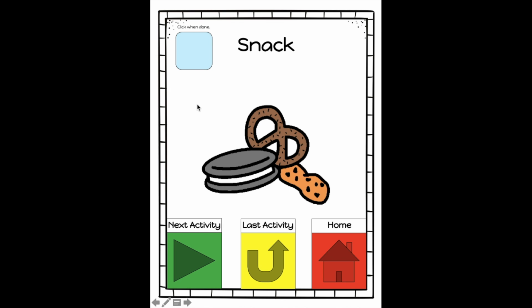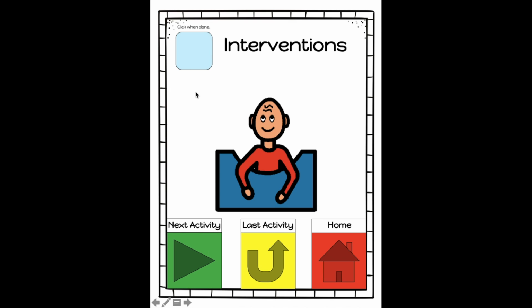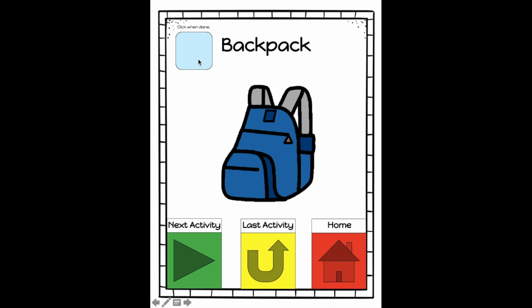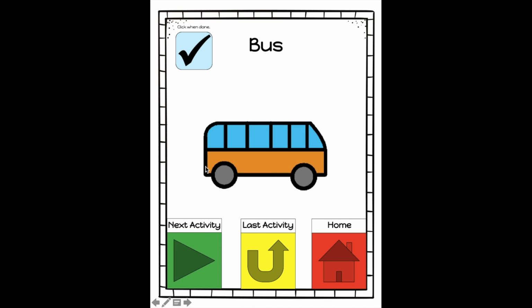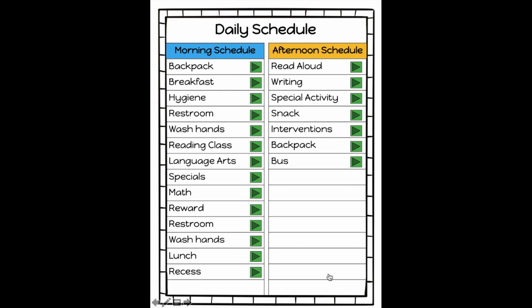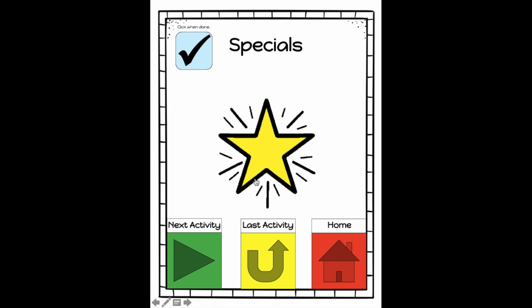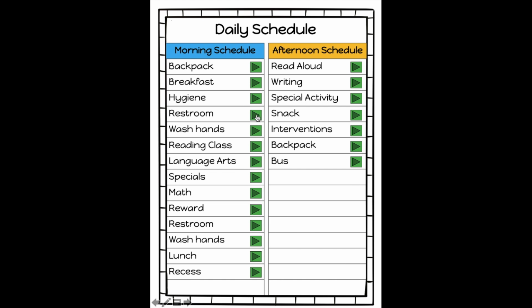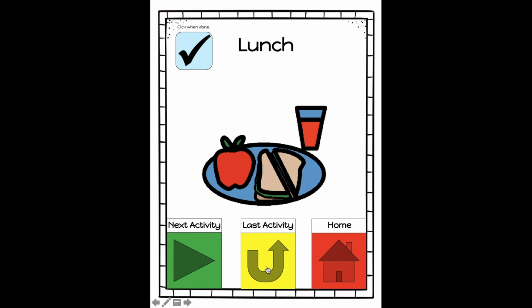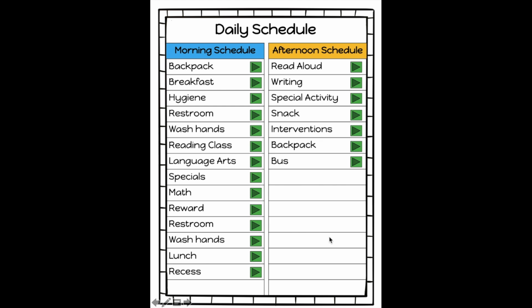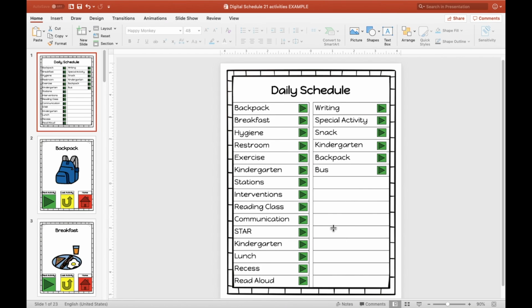Now, if you have a student that wants to advance through the whole day and not really do any of their activities, that's what the home button's great for. You can go back and you can say, hey, actually you were at writing, and you can start over. You can use the last activity button, the yellow return button, to go to the activities before the one that you're currently on. So they're all just linked together for you to see and go back as needed. So that is the whole daily schedule with check marks.